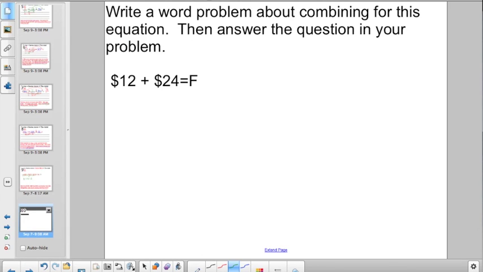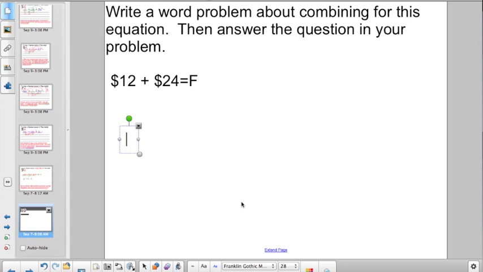Check out this one. They're going to do this periodically. These are subjective math answers. If you were in the reading group, I know we had a big talk about that. Subjective means there's way more than one right answer. They want you now to write a word problem about combining for this equation. You're writing the problem. You're not doing the steps. Well, then it says, then answer the question in your problem.